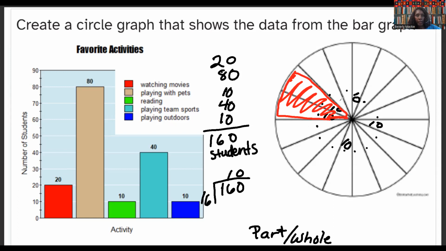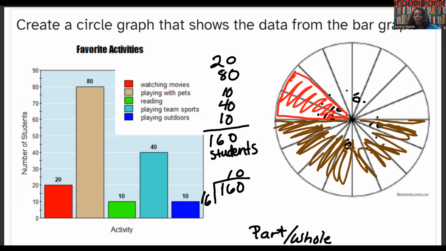Next, and they do need to be consecutive, by the way, we have 80 that prefer to play with their pets. I'm going to do that in brown. How many sections would that be? I need 80, so that's going to be 10, 20, 30, 40, 50, 60, 70, 80. So all of these are going to be brown to represent playing with pets.